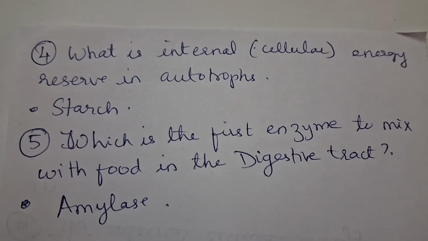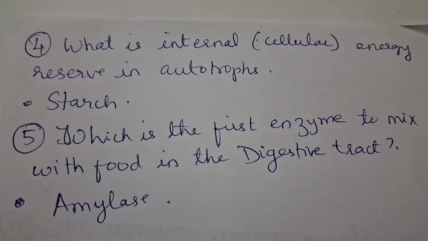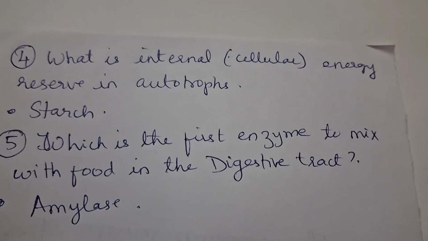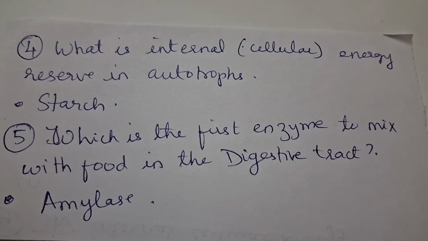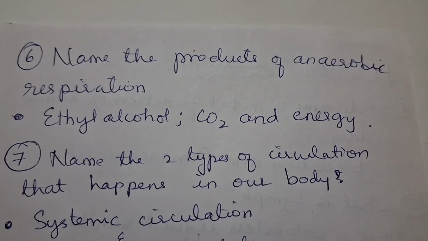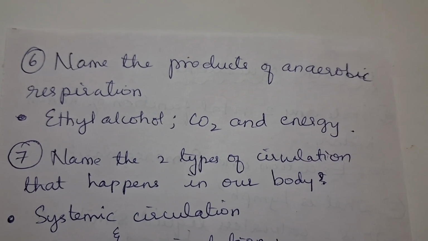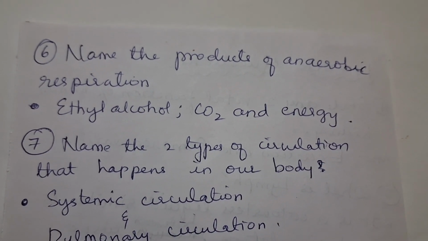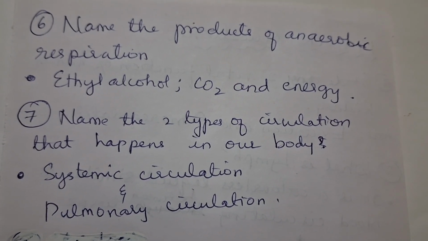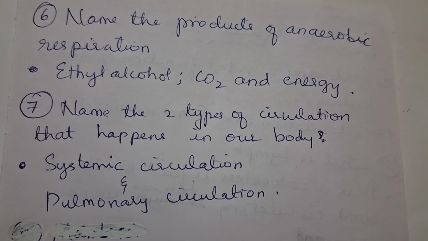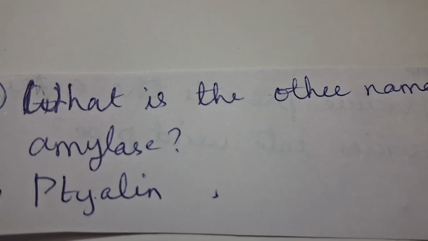What is the internal, that is cellular, energy reserve in autotrophs? It is starch. Which is the first enzyme to mix with food in the digestive tract? It is amylase. Name the products of anaerobic respiration: ethyl alcohol, carbon dioxide and energy. Name two types of circulation that happen in our body: systemic circulation and pulmonary circulation. Other name for amylase, it is ptyalin.